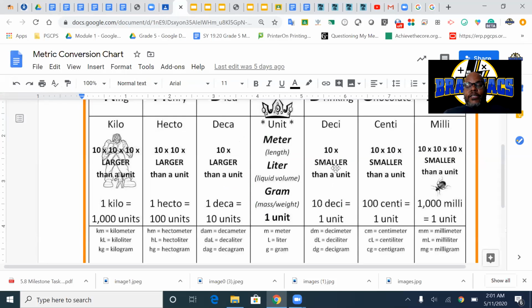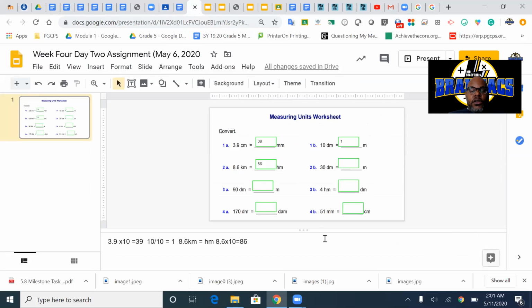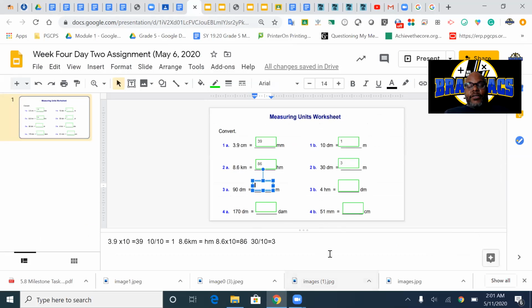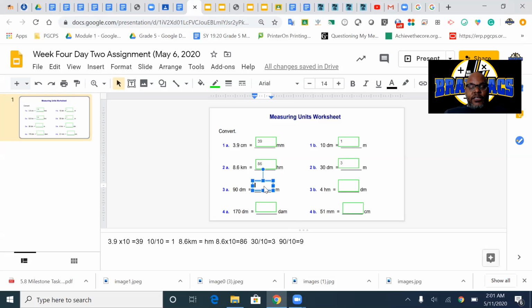All right, 30 decimeters to meters. So we're going from decimeter to meter, which means this direction we're dividing by 10. So 30 divided by 10 equals 3. Should have gotten 3 for that answer. All right, 90 decimeters to meters, same thing. We're dividing by 10 equals 9. Should have gotten a 9.